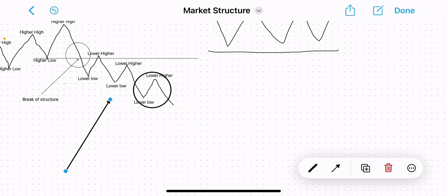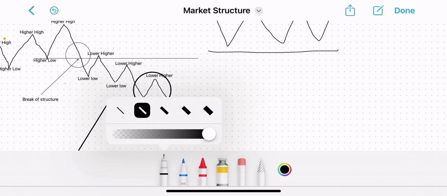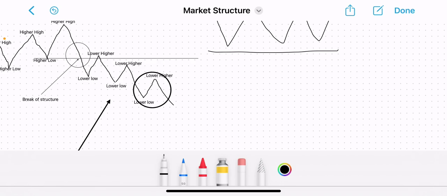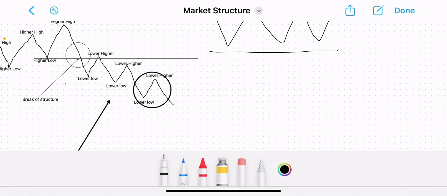Most of the time it looks like this. Let me just draw something. It might be like this. This is the channel that we're talking about. So it comes in this direction, and it moves like this, and then breaks out of this channel. Let me just redo that so that you guys can get a clear picture of what I'm saying. Let me remove that.